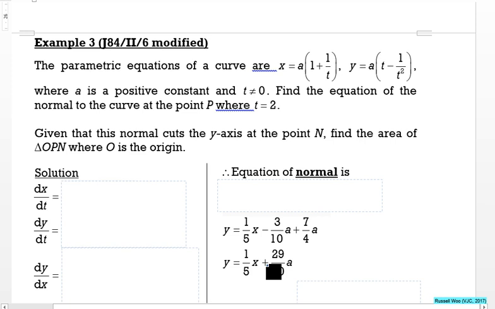Interesting thing is we cannot use GC, therefore. Find the equation of the normal at P when t equals 2. Wow. Now it's difficult. This idea is difficult.